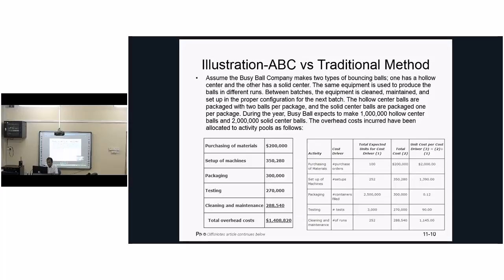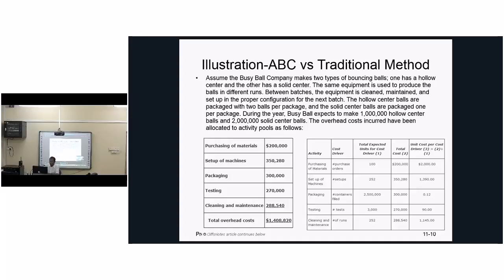So overhead cost is total 1.4 million. And it has been broken down into different types. Total overhead cost is 1.4 million, and it has been broken down to different activities. Purchasing of material, machine setup cost is 350,000, packaging is 300,000, testing is 270,000, cleaning and maintenance is 288,000. So that is how this total overhead cost has been broken down.